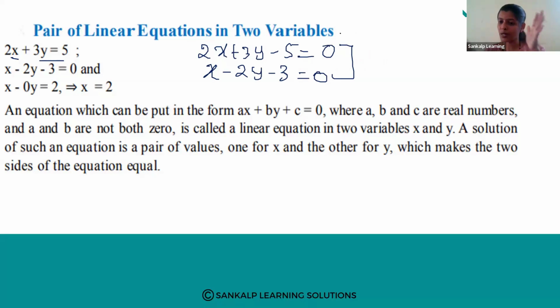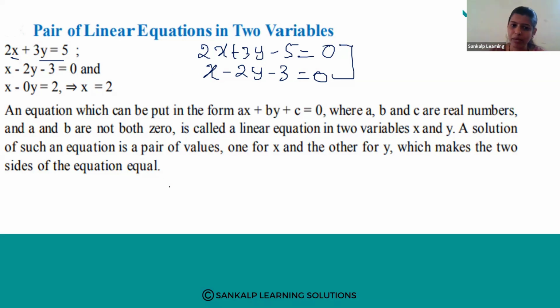You write two equations together. In those two equations, how many variables are there? There are 2. That is, x and y variables we are using here. Therefore, we call it a pair of linear equations in two variables.